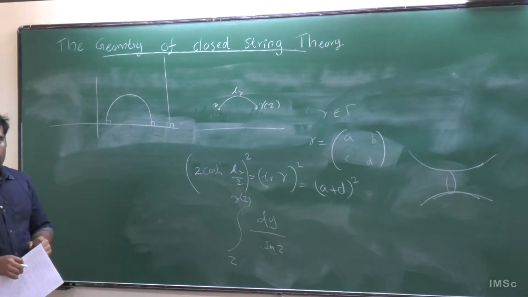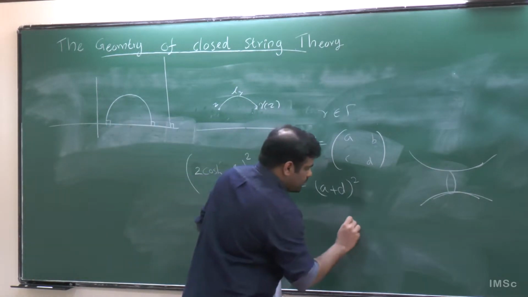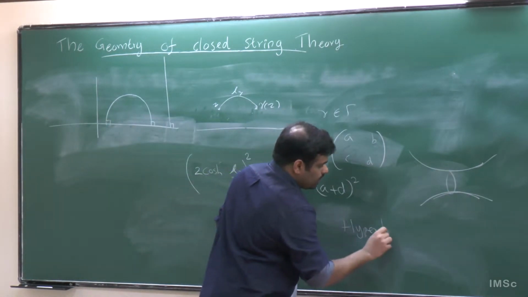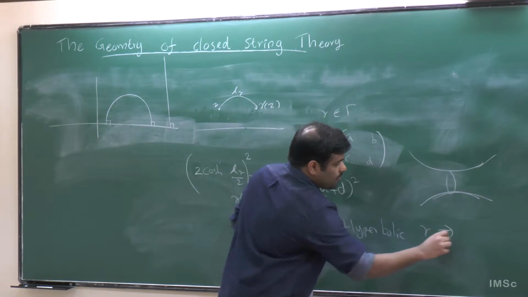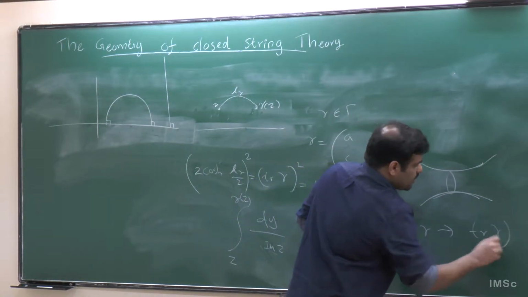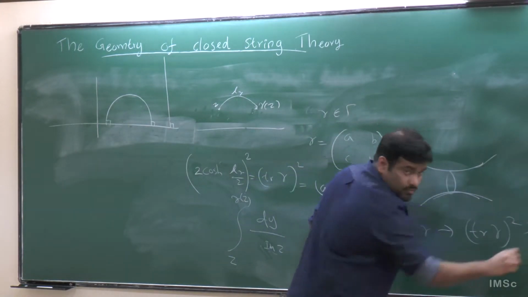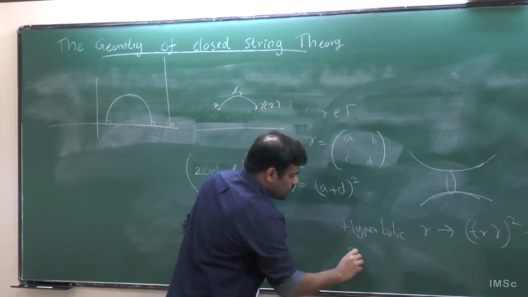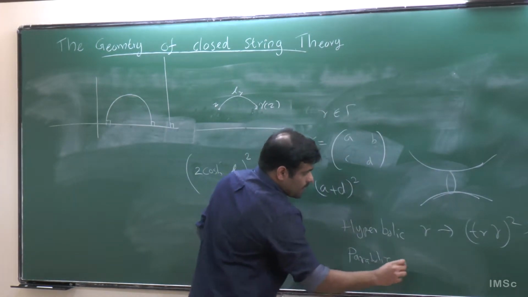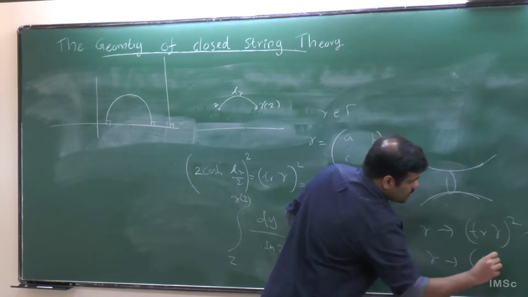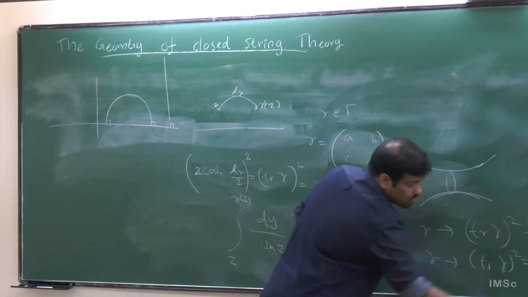Is it hyperbolic and parabolic? So a hyperbolic transformation gamma has trace gamma squared greater than 4, and a parabolic transformation has trace gamma squared equal to 4.